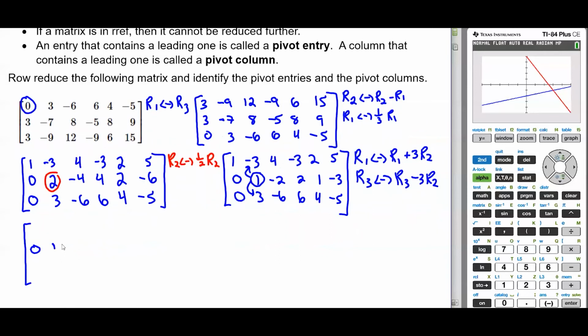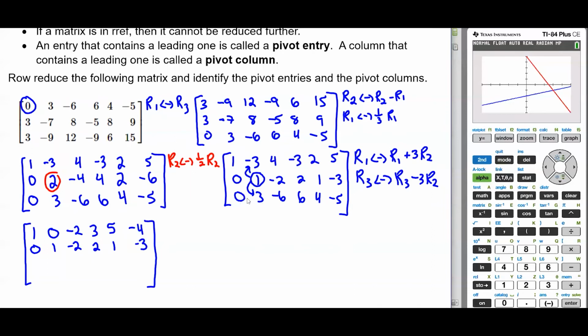I'm not changing row 2. So for row 1, I'm adding 3 row 2, so it's going to be 1 plus 0. Negative 3 plus 3 is 0. 4 minus 6, negative 2. Negative 3 plus 6, positive 3. 2 plus 3 is 5. 5 minus 9 is negative 4.